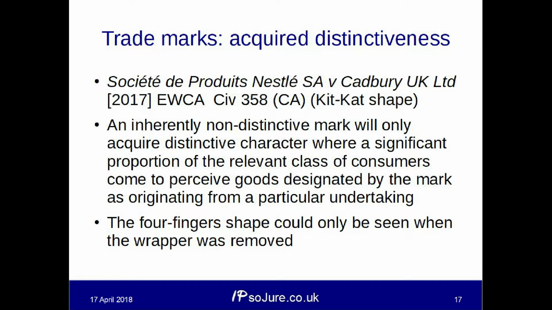The big problem with the Kit Kat shape is that you can't see it until you've bought the product and you've taken the wrapper off. Obviously that's not the way that trademarks normally work. The idea of a trademark is that it has its effect on the purchaser's mind before the moment of sale, and that's obviously not happening with the shape of a chocolate biscuit that's wrapped up. Nestlé's overcome this to some extent by putting a picture of the fingers on the wrapper, but that's certainly not a complete answer to the problem.